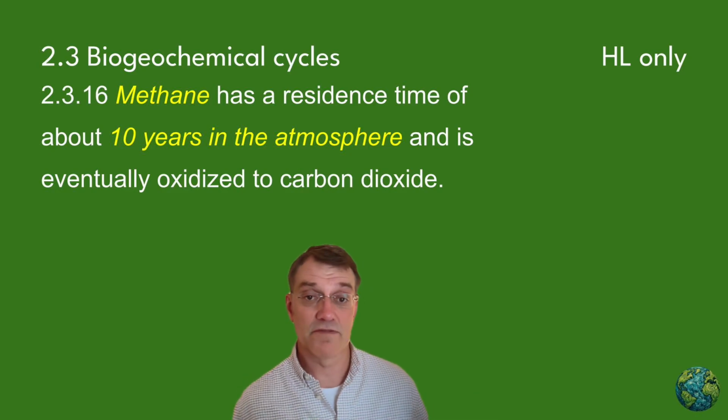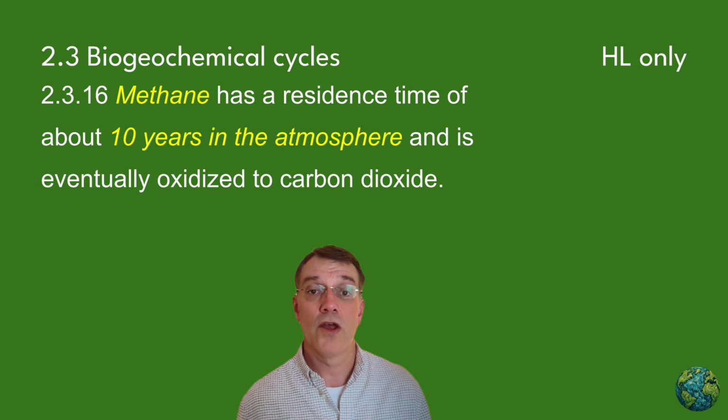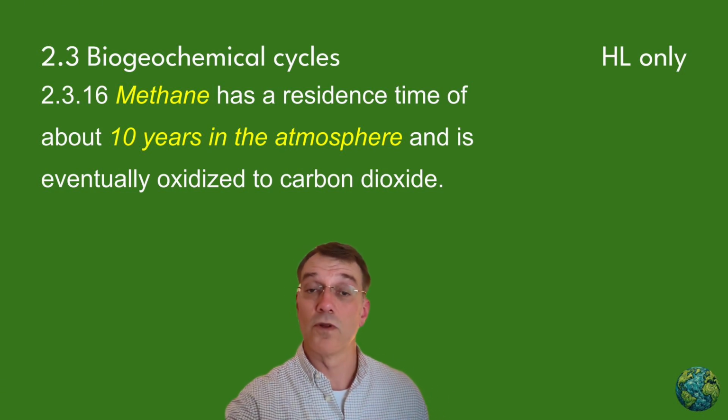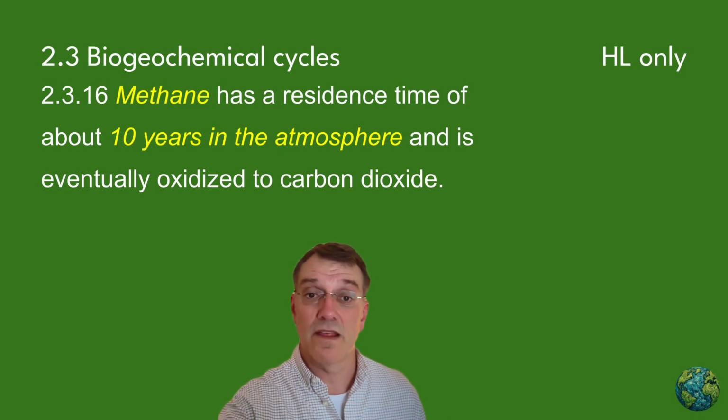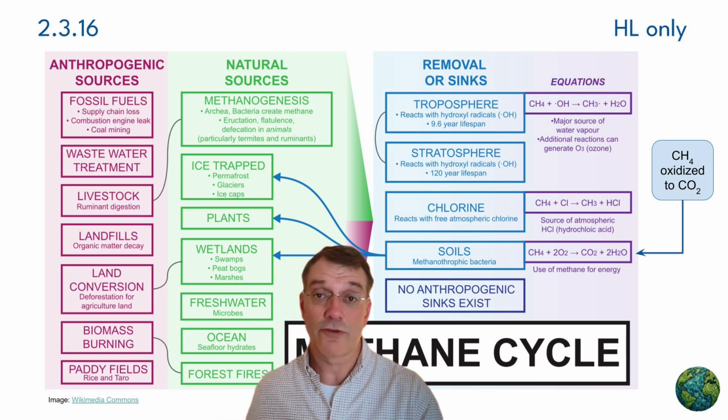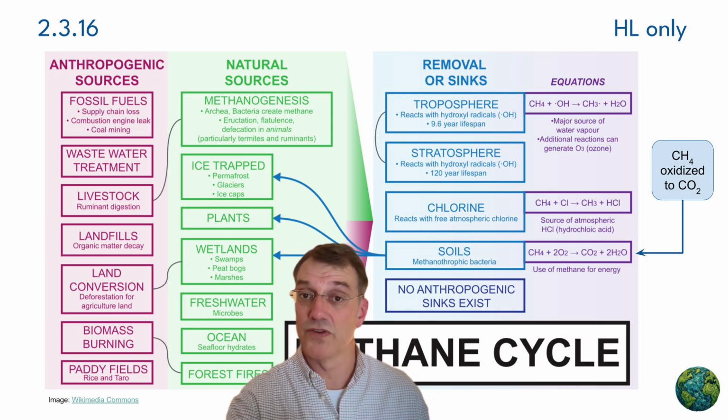Methane's behavior in the atmosphere is distinct from other greenhouse gases. It has a relatively short residence time of about 10 years before being oxidized to carbon dioxide. This is particularly important for understanding methane's role in climate change because methane is much more effective at trapping heat than carbon dioxide. The methane cycle involves both natural and anthropogenic, or man-made, sources.